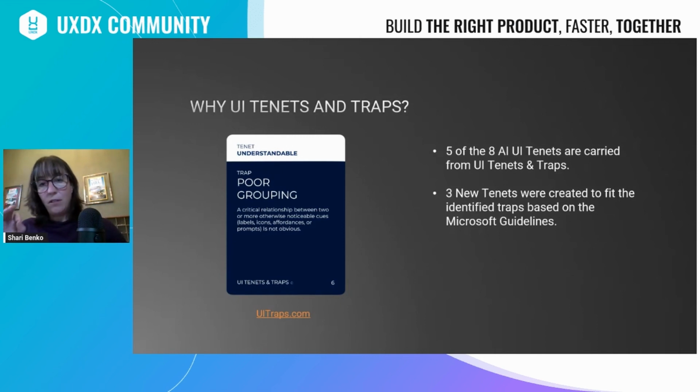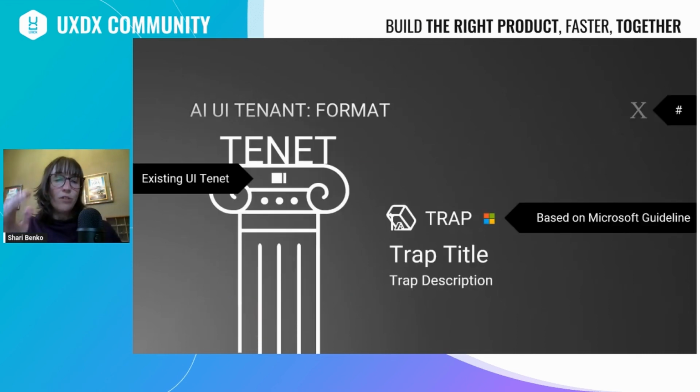I created 3 specific tenets that were unique to the AI realm. And what you're seeing here is the format that I'm going to use. I will go through all 16 of these. I did provide a number in the upper right, so if you get bored, you'll know where in this presentation I am, and you can come back when I'm done if you really don't want to listen to any more of these. On the left is the tenet. It'll be sitting on top of the pillar, and the little icon there is there to indicate when I have reused an existing tenet. And then I've identified which of the Microsoft guidelines the trap is actually referencing. I will try to provide examples of each one of these, but since we have very limited time, I may skip over a couple of these.